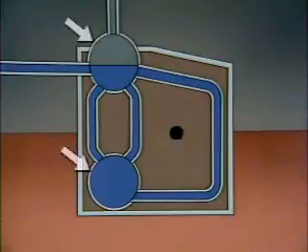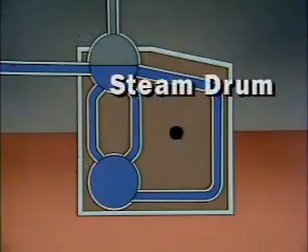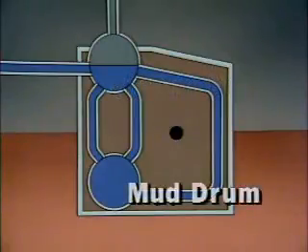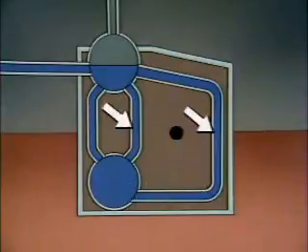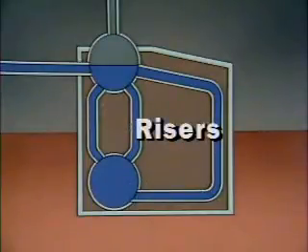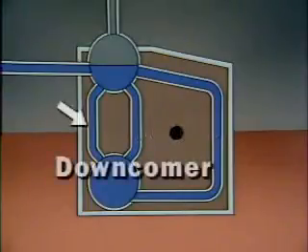The boiler has two drums. The upper drum is sometimes called a steam drum, and the lower drum is often called a mud drum. There's also a series of water tubes called risers, which carry a steam-water mixture to the steam drum. And this one has a downcomer, which carries water from the steam drum to the mud drum.